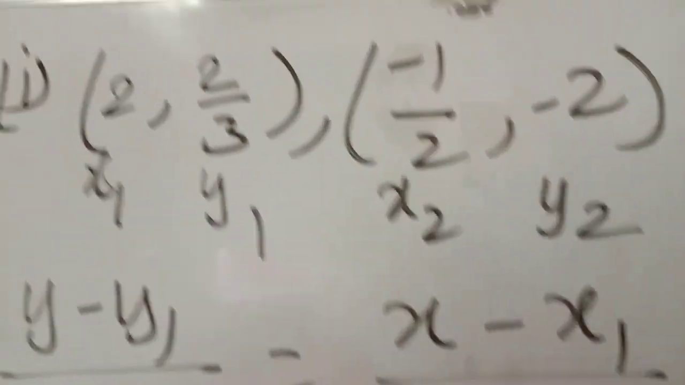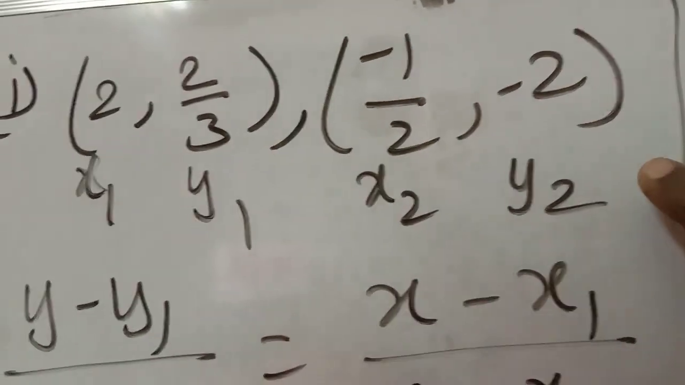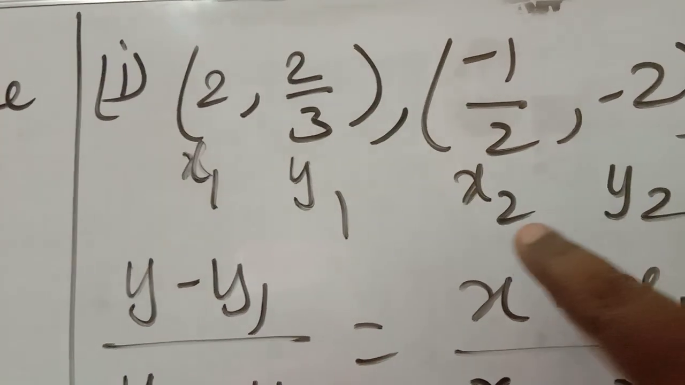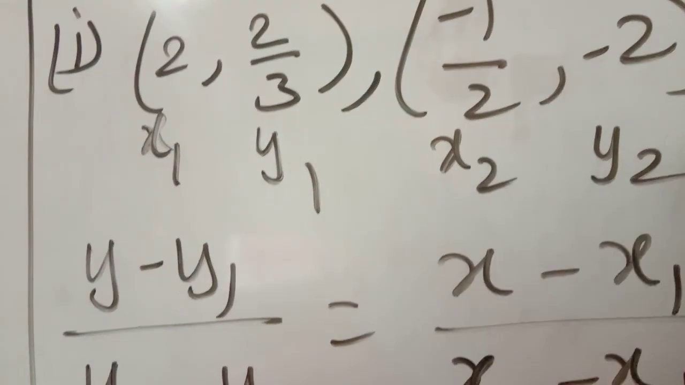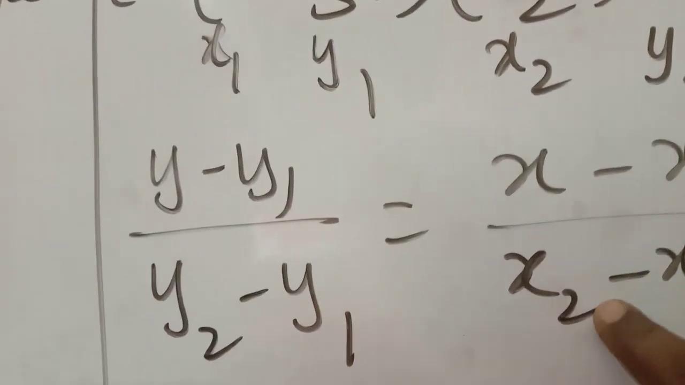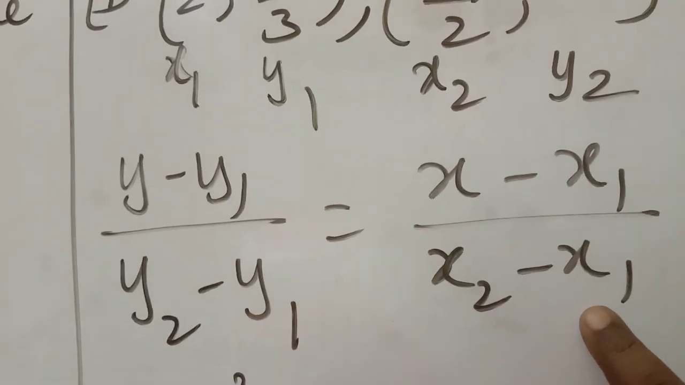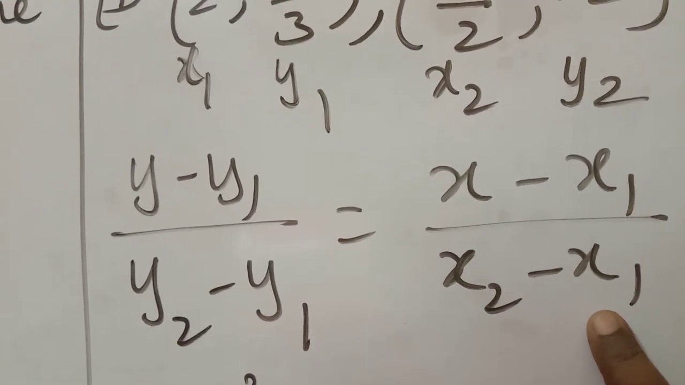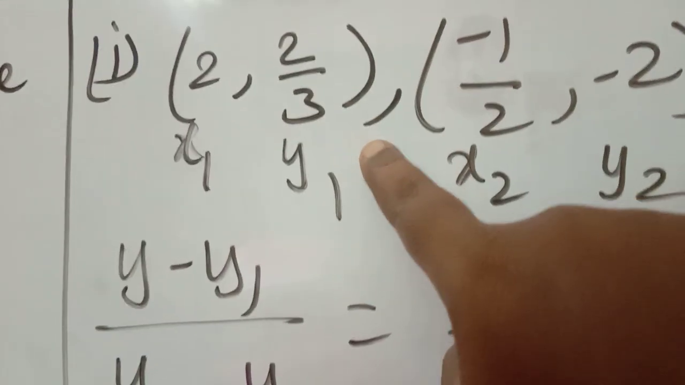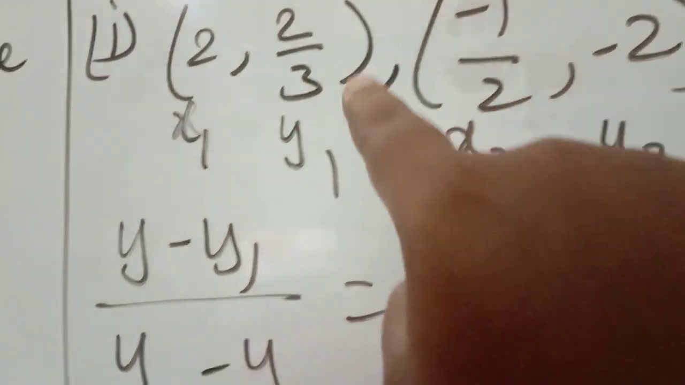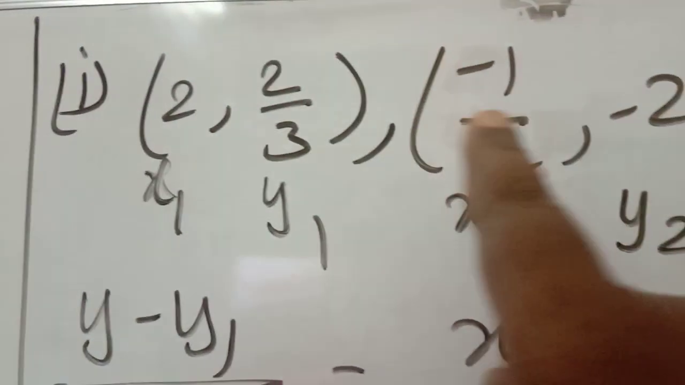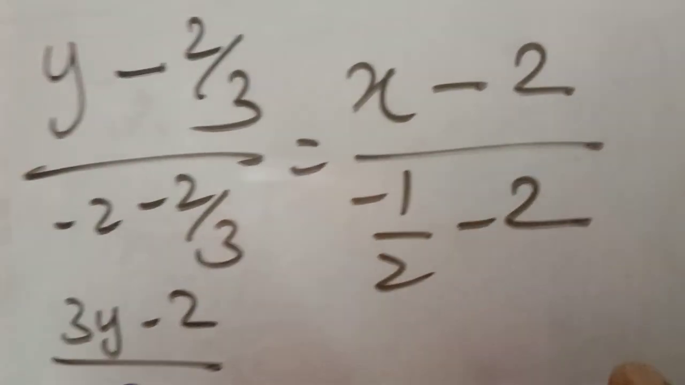Next, first subdivision, question number 7. It is in terms of fractions. Procedure will be the same, but it is fractions, so do it carefully. x1, y1, x2, y2. The equation is y minus y1 by y2 minus y1 is equal to x minus x1 by x2 minus x1. So y minus 2 by 3 by minus 2 by 3 is equal to x minus 2 by minus 1 by 2 minus 2.